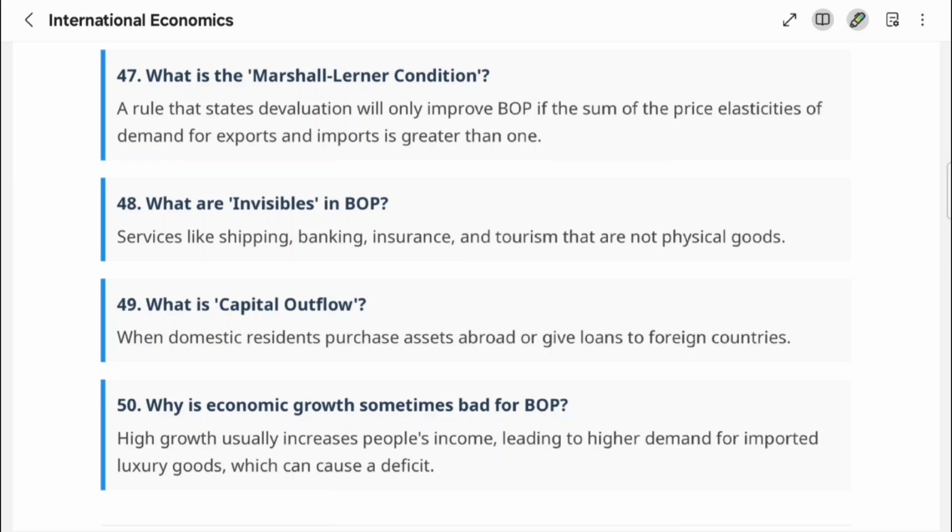Question 48. What are invisibles in BOP? Services like shipping, banking, insurance, and tourism that are not physical goods. Question 49. What is capital outflow? When domestic residents purchase assets abroad or give loans to foreign countries. Question 50. Why is economic growth sometimes bad for BOP? High growth usually increases people's income, leading to higher demand for imported luxury goods, which can cause a deficit.